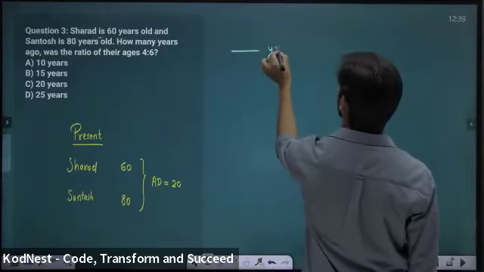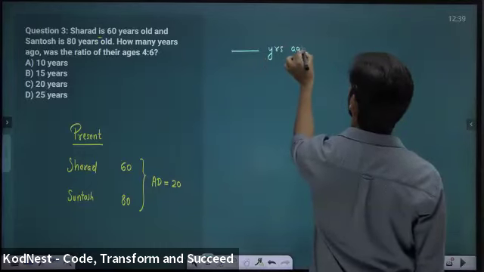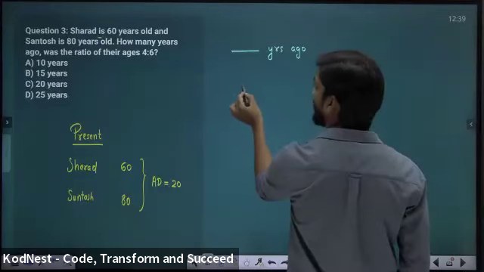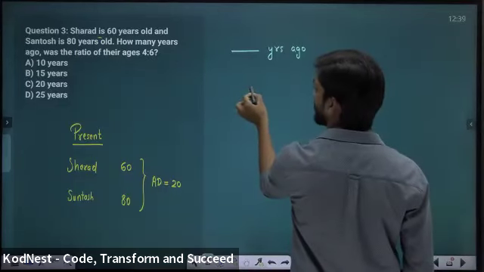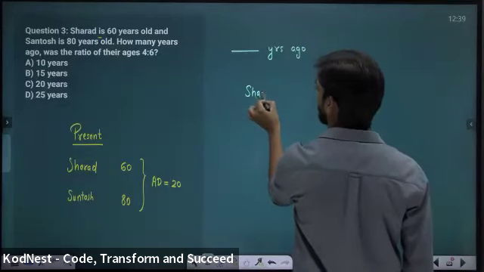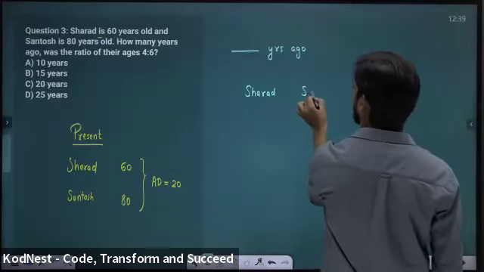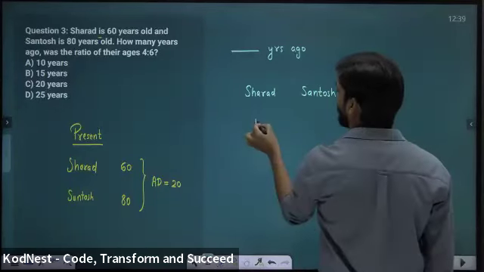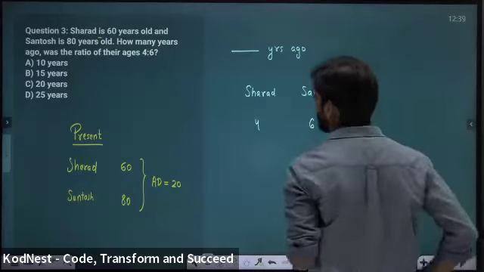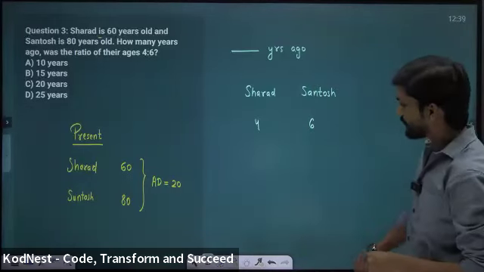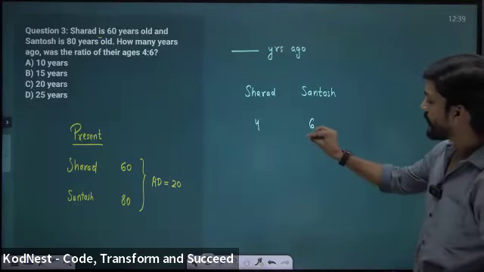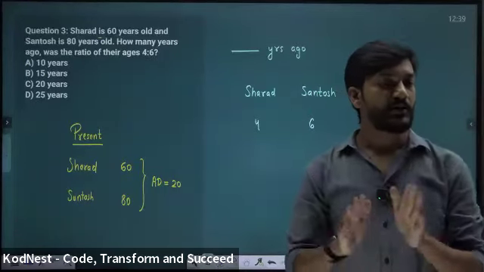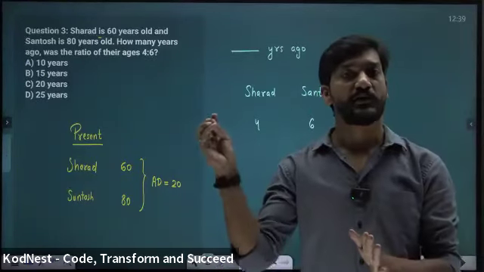So some years ago, the ratio of their ages was 4:6, Sharad and Santosh. Okay, 4:6. Now you know my approach: I will not write the ratio, I will directly take the values from the ratio. All right, so I have taken 4 and 6 from the ratio.